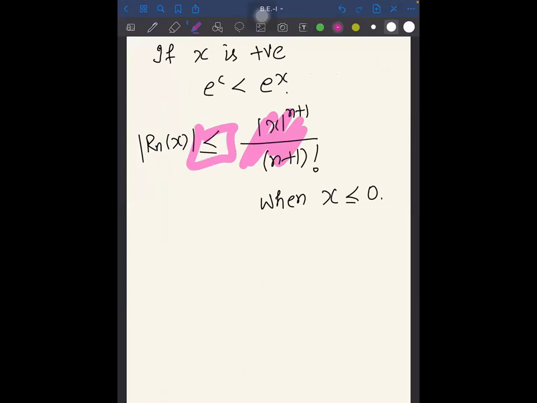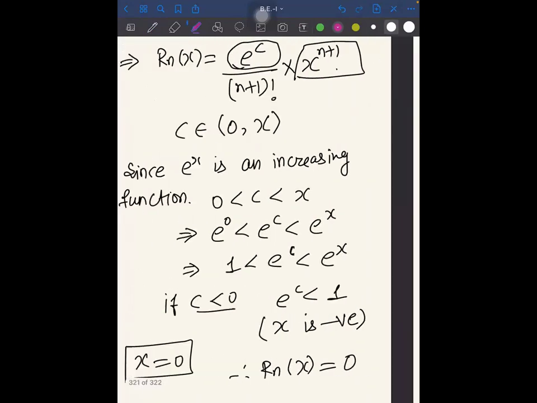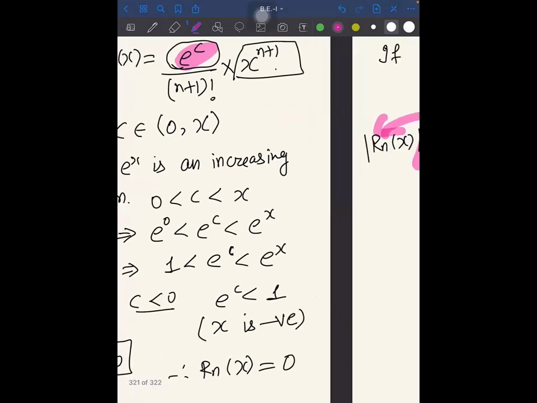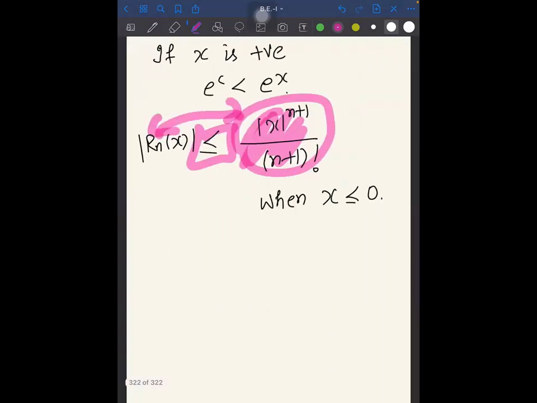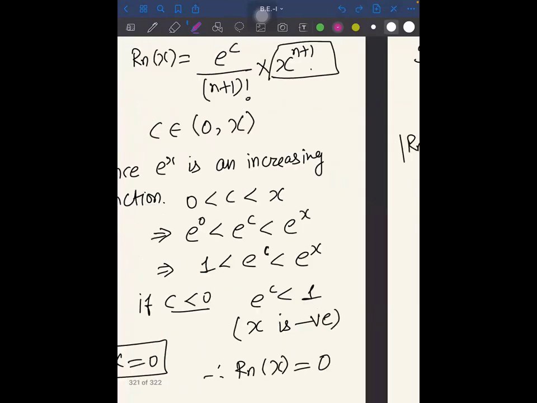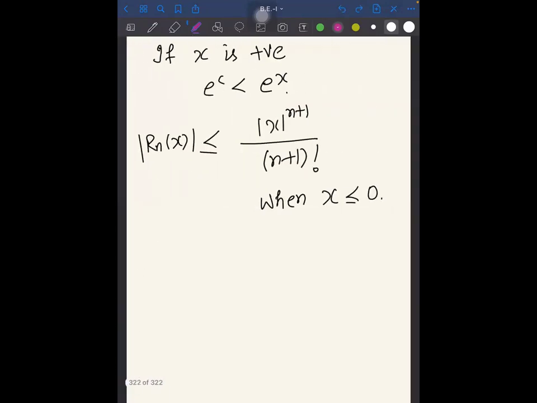It is bigger because you have removed this part. Are you with me? Are you getting it now? Next part is if your x is positive.